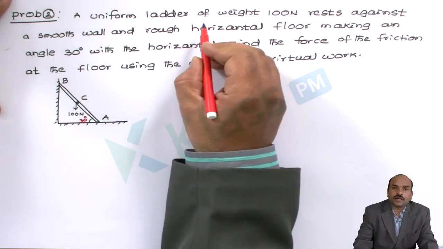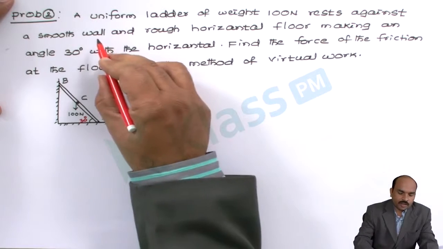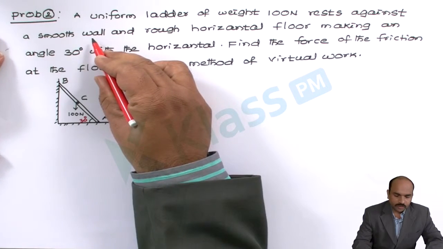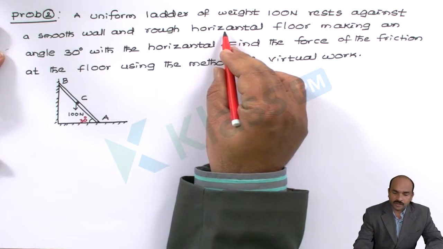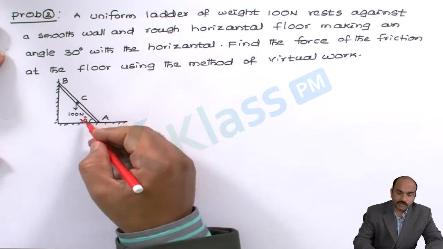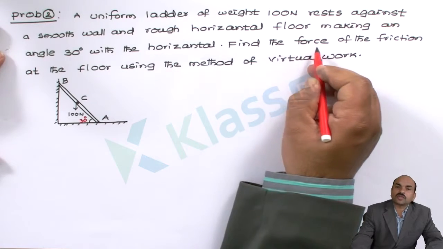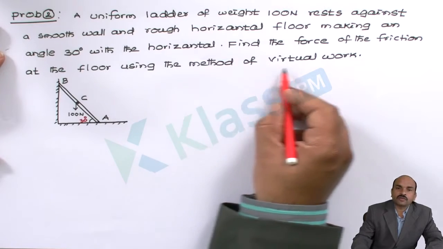A uniform ladder, its weight given as 100 newtons, is resting against a smooth wall. For the smooth wall, you should not consider the friction force, because for a smooth wall the friction force is 0. The floor is a rough horizontal floor, where there is a frictional force you have to consider, and the ladder makes an angle of 30 degrees with the horizontal, as given in the diagram. Find the force of friction at the floor using the method of virtual work.